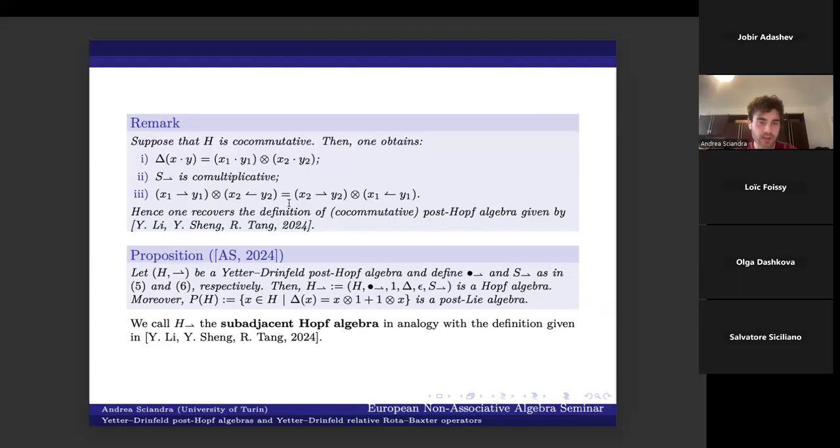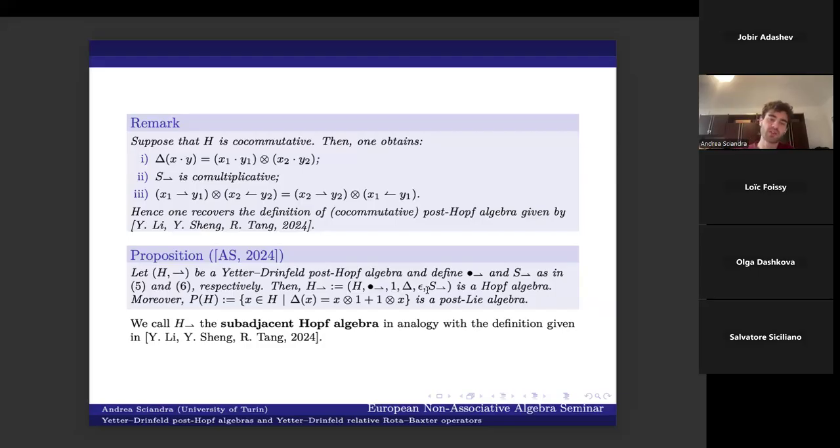We have this result when we start with the Drinfeld post-Hopf algebra and we define bullet and S as before. Then we have the so-called subjacent algebra. This definition is given in analogy with that given by Li, Sheng, and Tang. And so, considering the bullet and S defined before, with the same unit, product and epsilon, we have a standard Hopf algebra called the subjacent algebra.